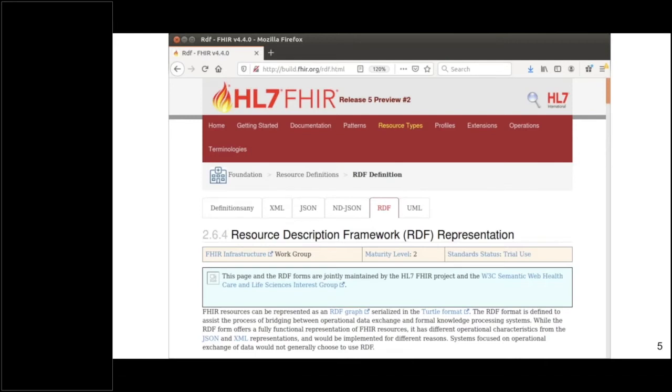So this was the hammer that we were using at the time when the CORD-19 data set was released. And so we said, hey, why don't we represent this CORD-19 data set in FHIR RDF in case that would be useful to others. So that's the background of how this came about.